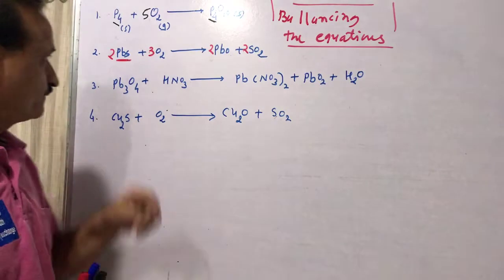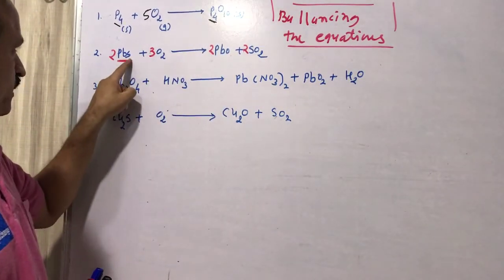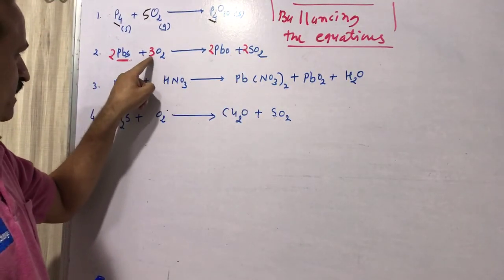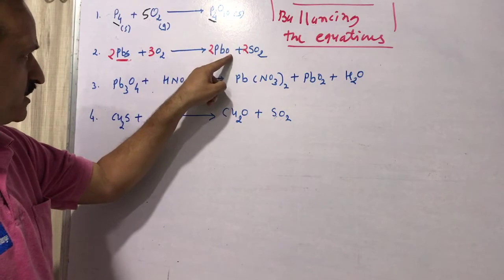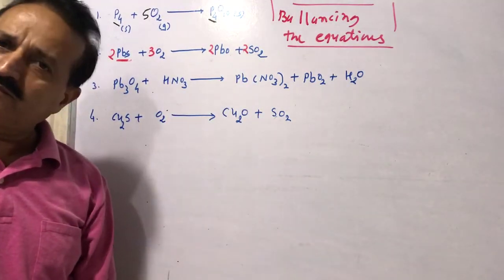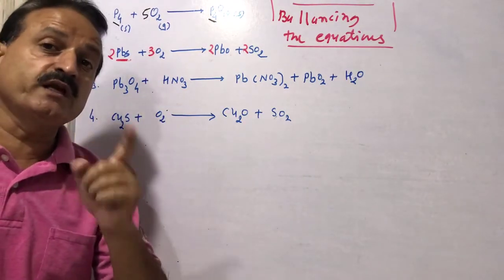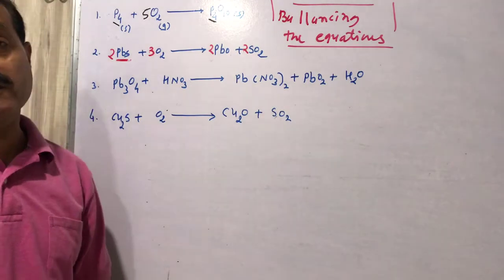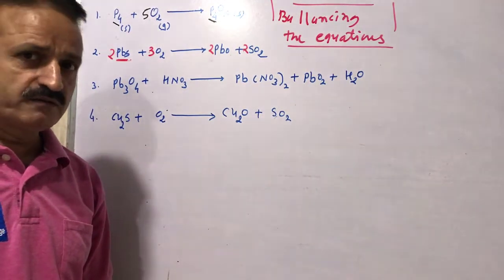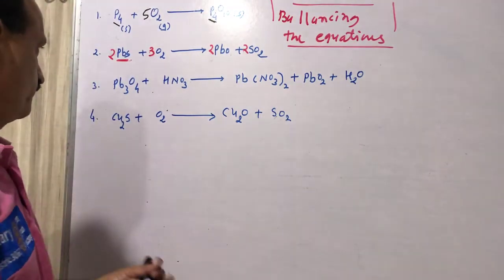Check again. 2 lead, 2 sulfide, 3 times 2 is 6 oxygen, 2 oxygen and 4 oxygen. It is a balanced equation. You must put a coefficient, then you must delete it if it is not balanced. Error and correction. Third one.